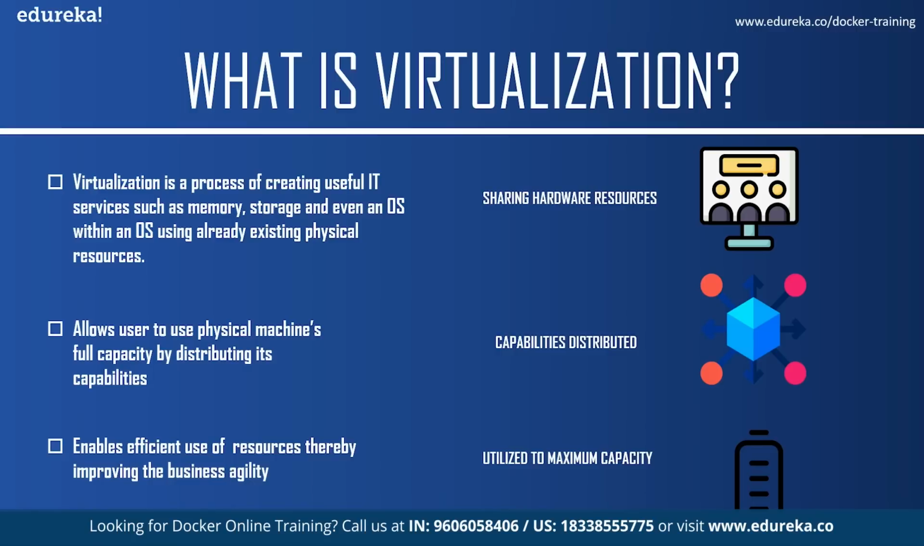Next, we have the fact that virtualization allows the physical machine to be used in its full capacity. There are many machines which are not used to their full capacity, maybe they're used to 10%, 20%, 30% of their capacities. Virtualization allows the user to use a machine at its full capacity, which increases efficiency. This enables business agility for the company, and that is why everything that is done using virtualization is efficient.